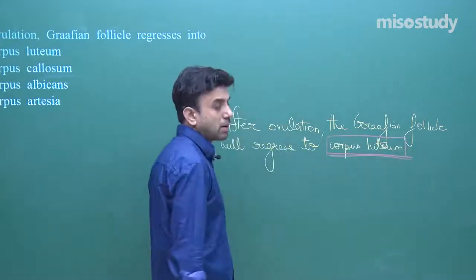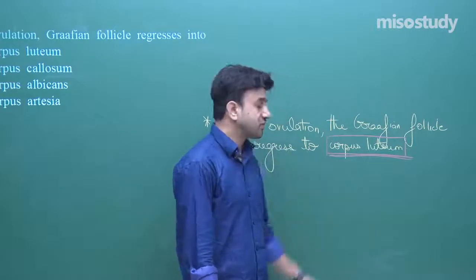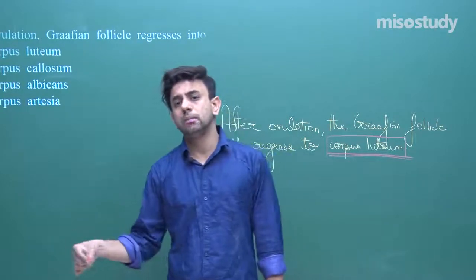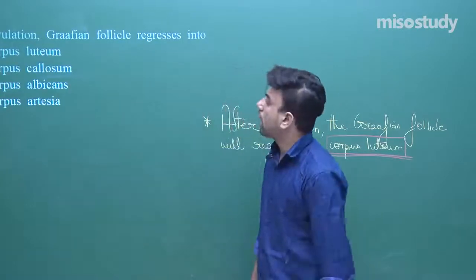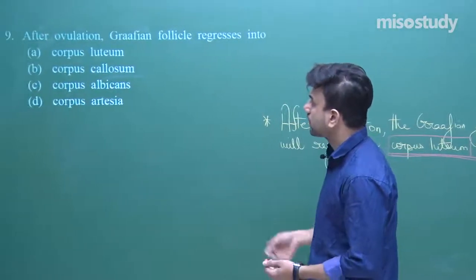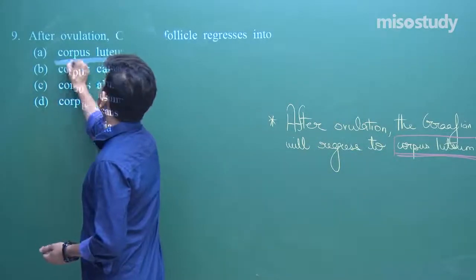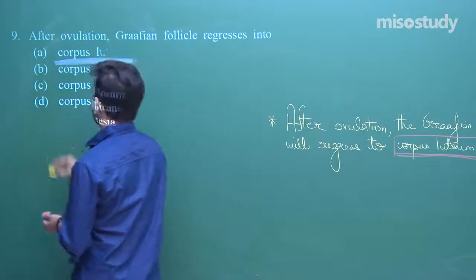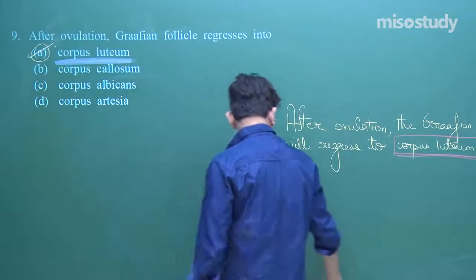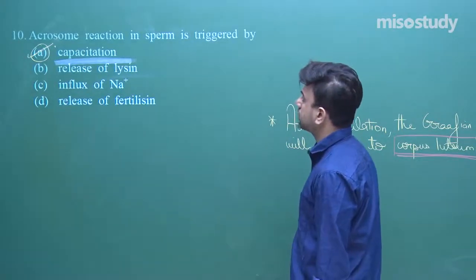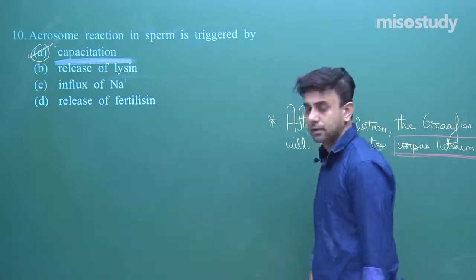The corpus luteum is also responsible for secreting many hormones, which maintain the pregnancy and perform many other functions, right? So after ovulation, the Graafian follicle will regress to the corpus luteum. Then we move on to the next question: the acrosome reaction in sperm is triggered by.